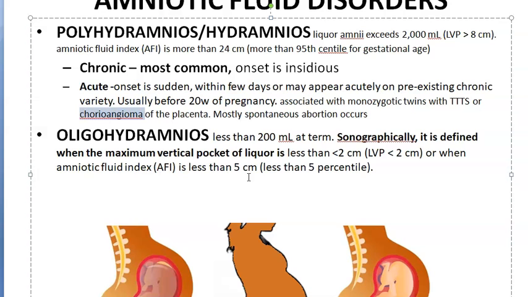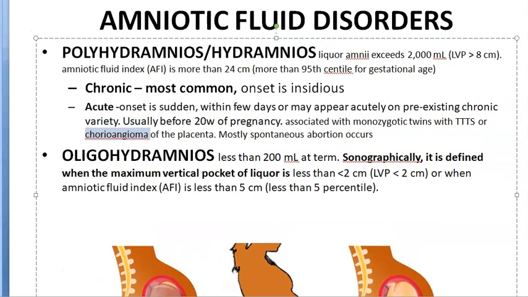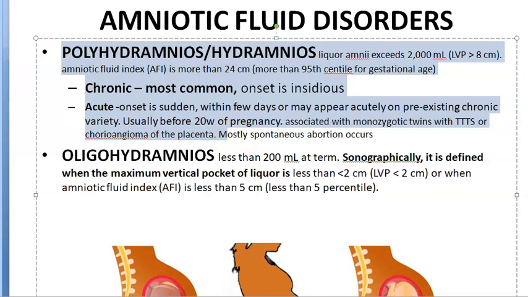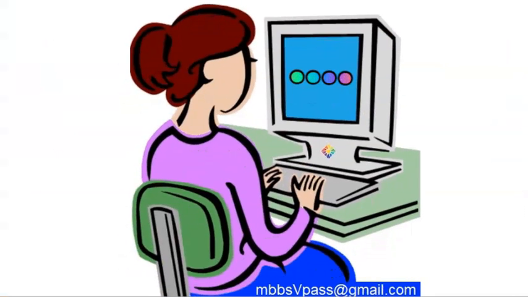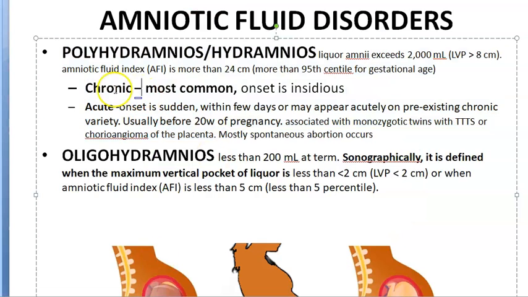Chorioangioma of the placenta. What is this chorioangioma? It is a benign tumor of the placenta and it is nothing so scary. It's the most common benign non-trophoblastic tumor of the placenta. Anyway, most of these sudden polyhydramnios cases end up in spontaneous abortion. So what will we focus on? Shall we focus on chronic polyhydramnios? You have understood acute is not so common, right?